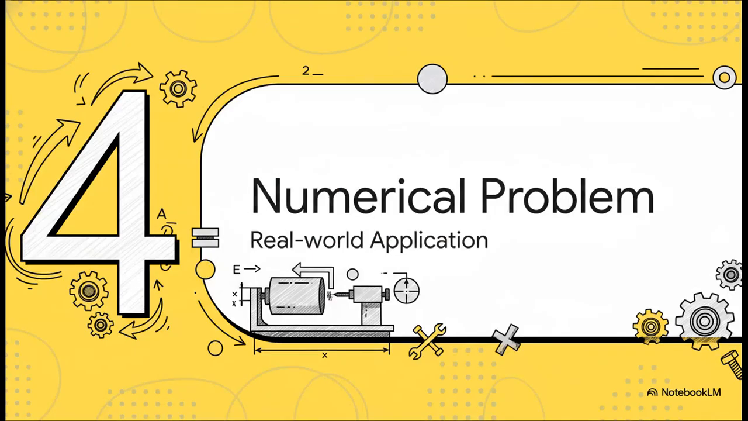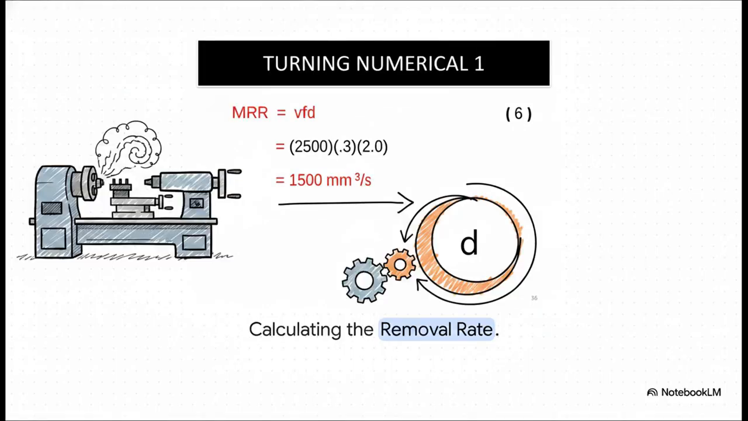That brings us to Section 4, solving numerical problem 1. Let's look at our first numerical problem. Say we're given a cutting speed V of 2500, a feed F of 0.3, and a depth of cut D of 2.0. We need to find the material removal rate. And check out how seamlessly these raw variables plug straight into our MRR equation.